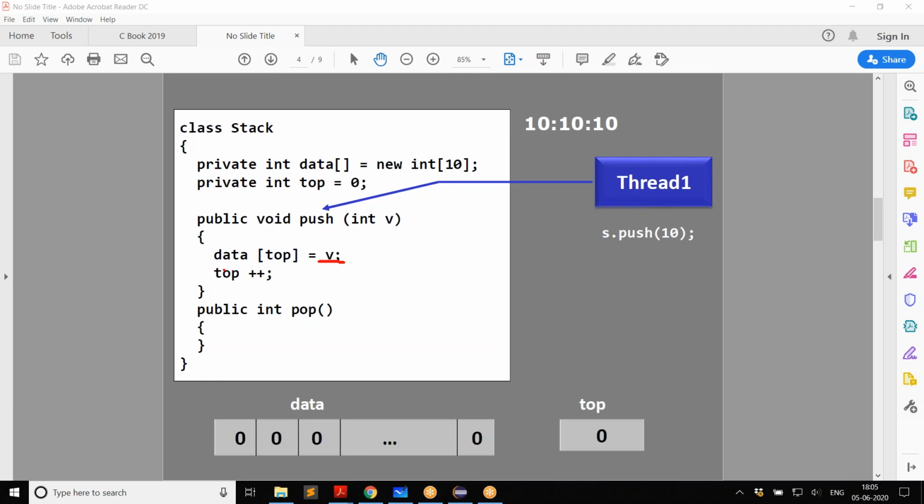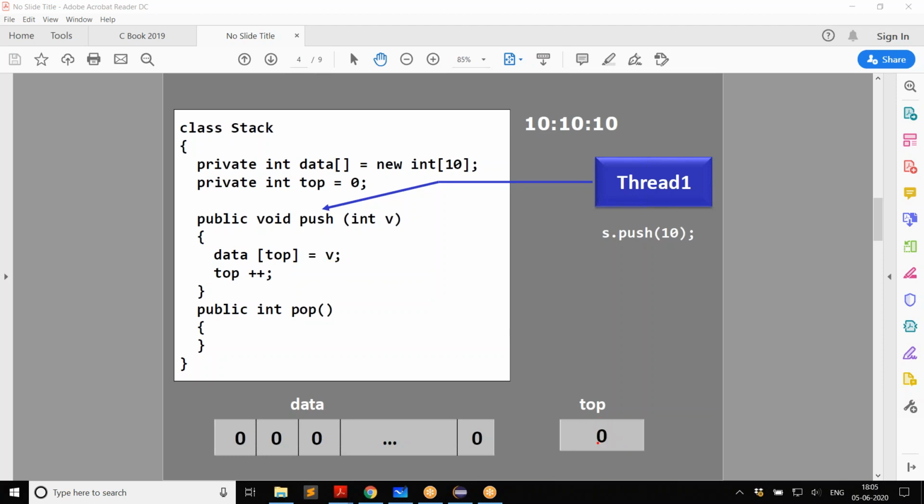It should place the value at the top of the stack. Top is 0 in the beginning. The data, which is an array of 10 integers, is having all zeros, because arrays are initialized in Java, so all elements are initially zeros. Now it should place the value at the top, so 10 should be placed here, and it should increment the top by 1 so that it becomes 1, and the next element will go into the first position.